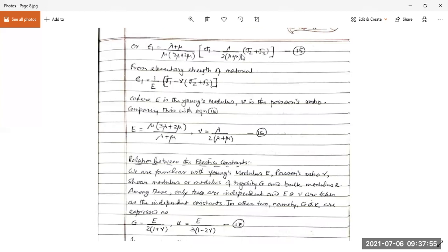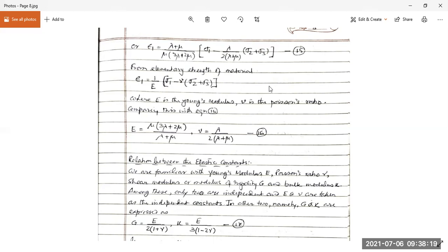So after certain simplification, we will have epsilon 1 like this: (lambda plus mu) multiplied by mu, multiplied by 3 lambda plus 2 mu, whole multiplied by sigma 1, minus lambda by 2 into (lambda plus mu), into sigma 2 plus sigma 3.